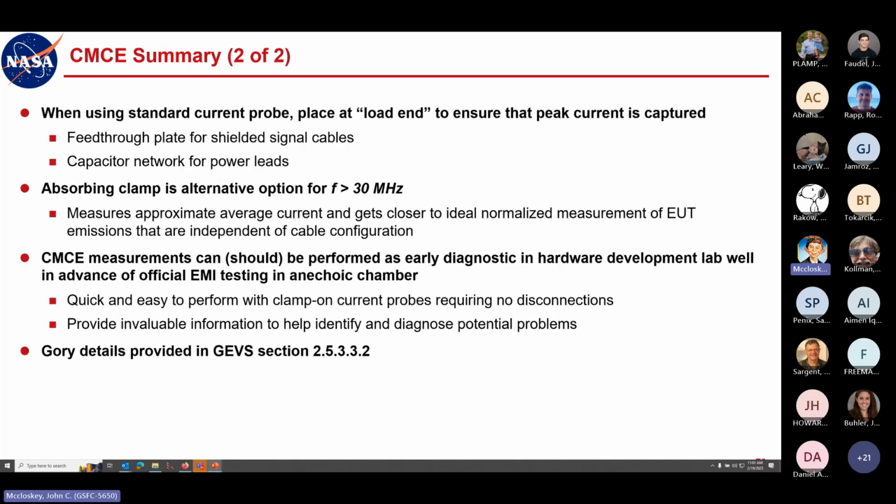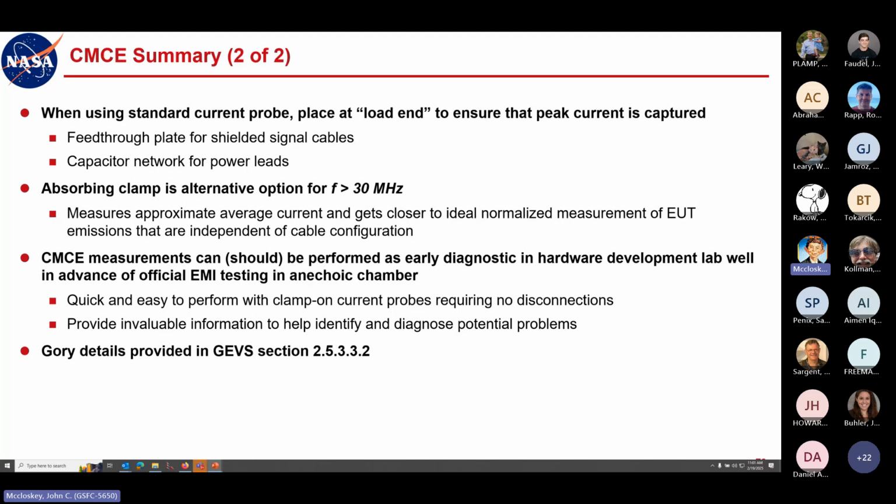When using a standard current probe, place it at the load end to ensure that the peak current is captured. So that's at the feed-through plate for shielded signal cables or the capacitor network for power leads. The absorbing clamp is an alternate option at higher frequencies, nominally above about 30 megahertz. If you look at that nominal impedance curve for the absorbing clamp, the inserted impedance is mostly resistive starting at about 30 megahertz.